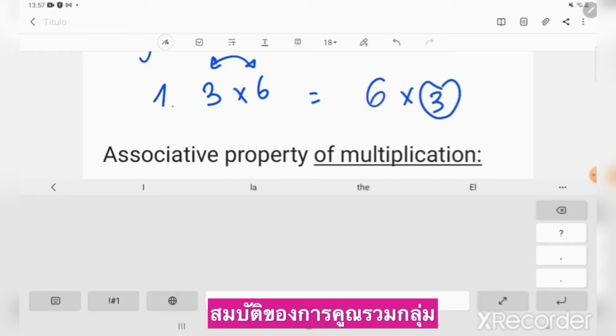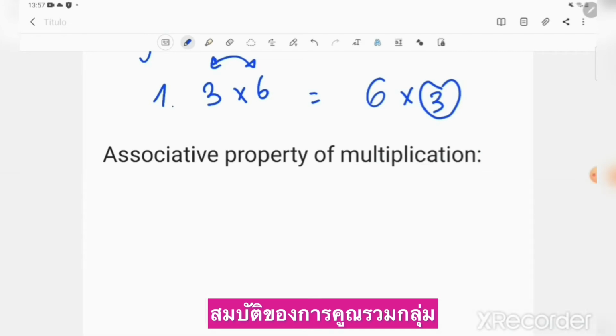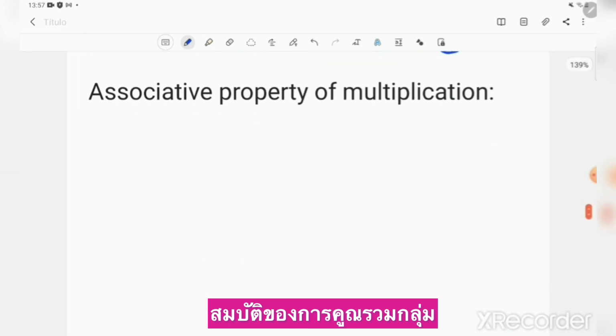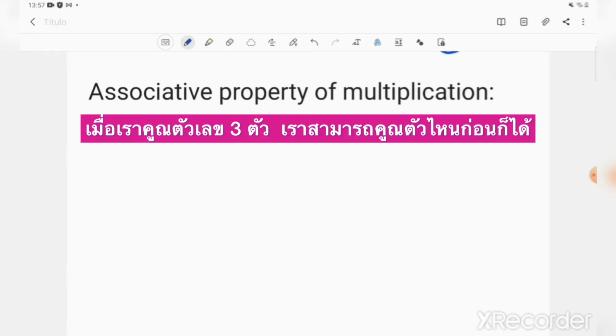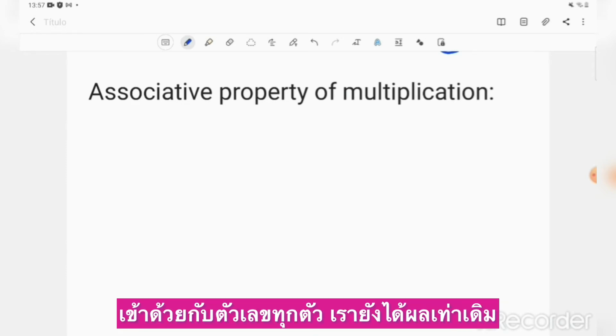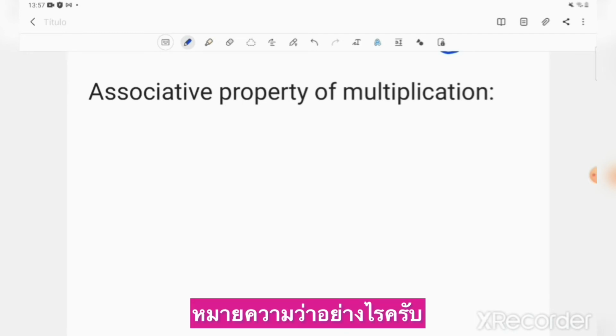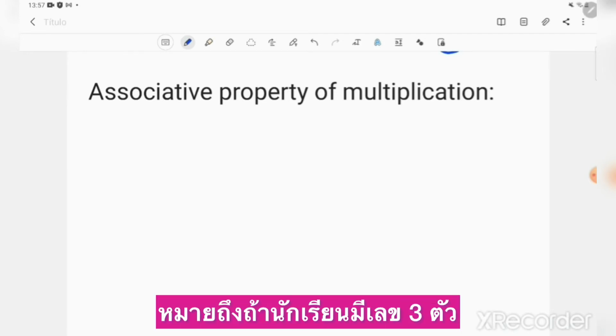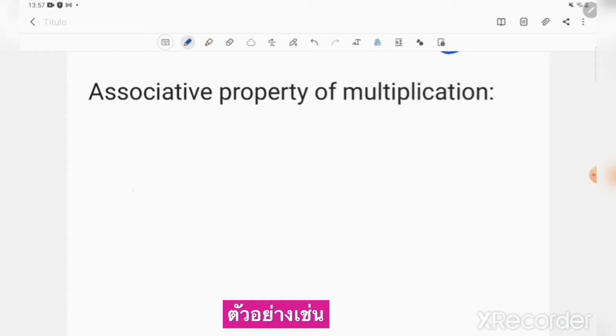Okay, associative property of multiplication. What is associative property of multiplication? When we multiply 3 numbers, we can multiply any 2 numbers first and then multiply the product with the other number, and we still get the same product. What does it mean?